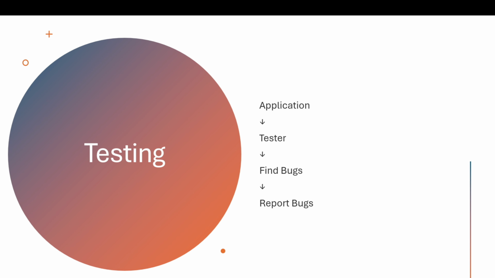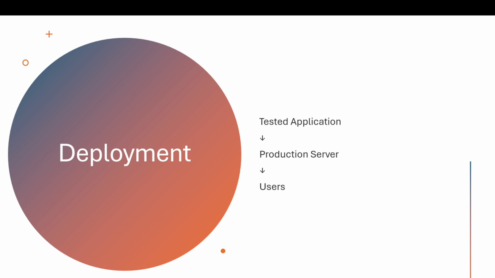In the testing phase, the application goes to the tester, who finds the bugs and reports the bugs. This is where the tester comes in. They check every feature to make sure it works correctly and report any bug they find. In the previous class, we learned what software testing is, how testers test the application, and how testers find the bugs. Once testing is done, the next phase is the deployment.